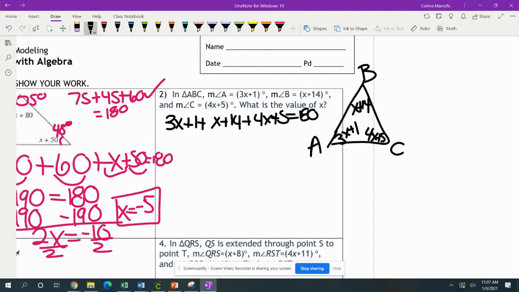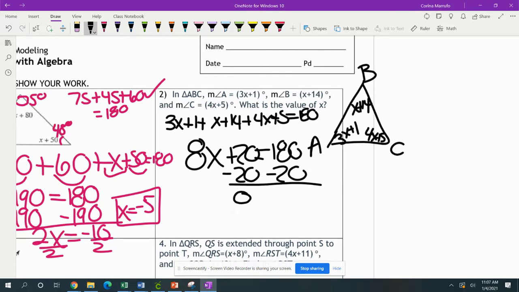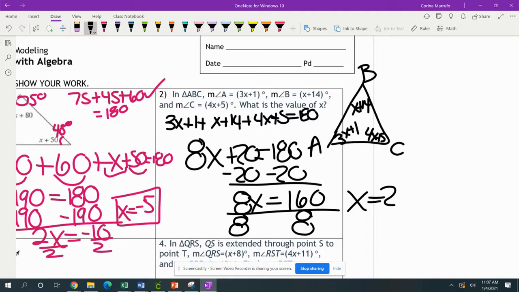So 3x, x, and 4x gives me 8x, and then 1, 14, and 5 gives us 20. This is equal to 180. Then we solve for x. We subtract the 20, we get 8x equals 160. We divide by 8, and we get x equals 20. So if they just ask you for x, you're done there. If they ask you for an angle, you need to go back and plug it into one of these.